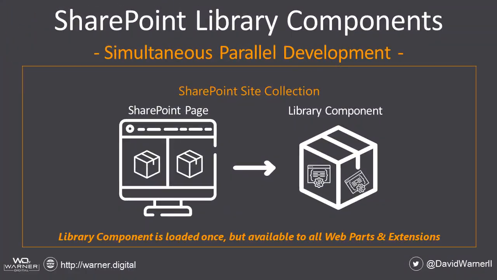Before we get into the details of how to set up our solutions for simultaneous parallel development, I wanted to provide some more context to the concepts behind a library component for those who have not had any experience with them yet. The purpose of a library component is to provide you reusable components or functionality that can be used across multiple web parts. So in this illustration, on the left is a page with two web parts on it. They can each consume functionality that's been created or defined inside a single library component. And that library component is only loaded once in our DOM, but it's available to both web parts. So it's very, very handy.